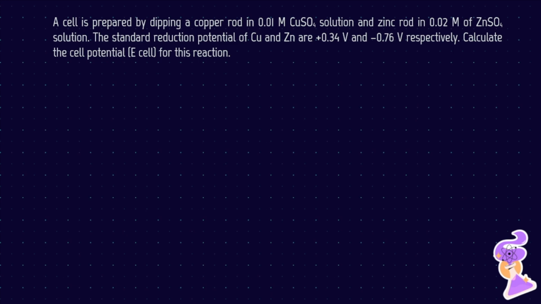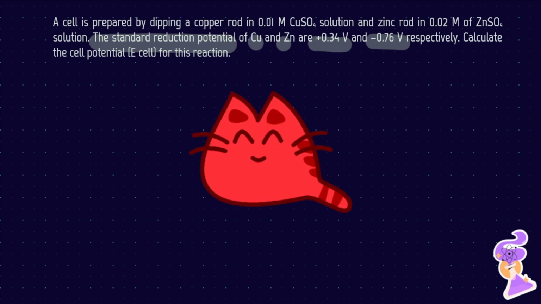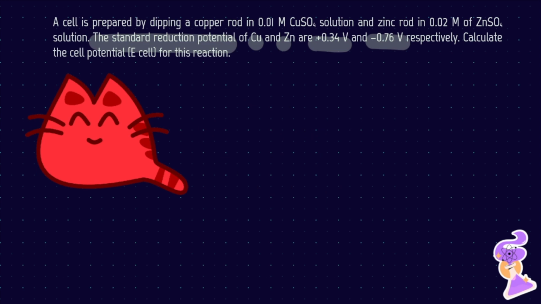Alright, so in this question, you were given the standard reduction potential for copper and zinc. One is positive 0.34 and the other one is negative 0.76 volt. The main concept that you need to remember is that the more positive the standard reduction potential, it shall be put at the cathode. Apart from that, you should always remember our beautiful red cat. This shows that at the cathode, the reduction shall occur.